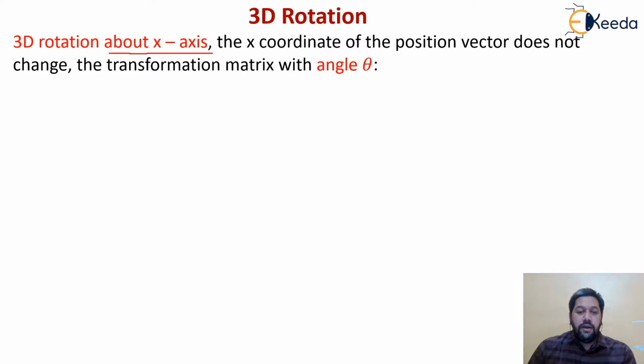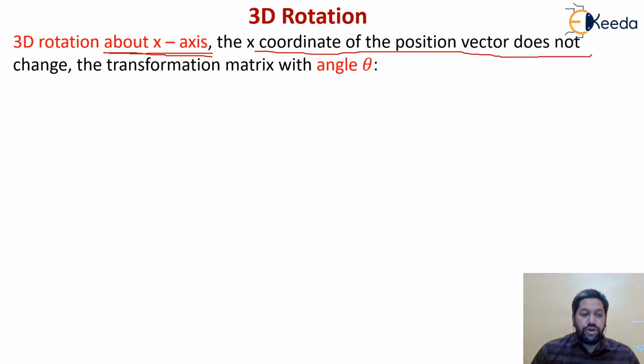See here, as we have seen at the time of 3D translation, my object, my point, is represented in 3D space by x, y and z axes. So we have to consider the rotation about the x-axis, y-axis as well as the z-axis. Getting me? So for the 3D rotation about the x-axis, what will happen? The x coordinate of the position vector does not change. So the x coordinate of the position vector is not changing if I am going to rotate about the x-axis.